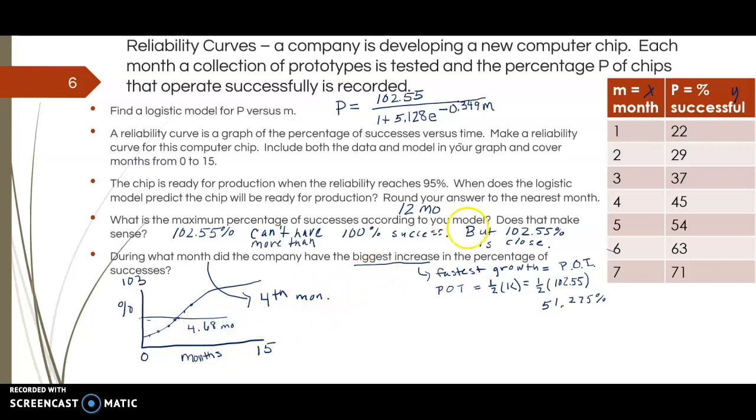If I look in my data, the 4th month to the 5th month, right in here, we had an increase of 9. 5th month to 6 months, we had another increase of 9, and then our increases start to go down, and before that, our increases were a little bit less as well. So right in here, months 4 and 5 is when we were making the fastest progress in the success of this computer chip.